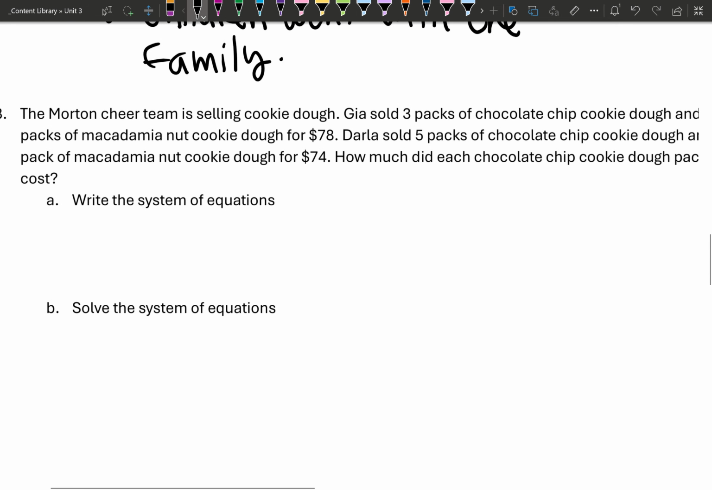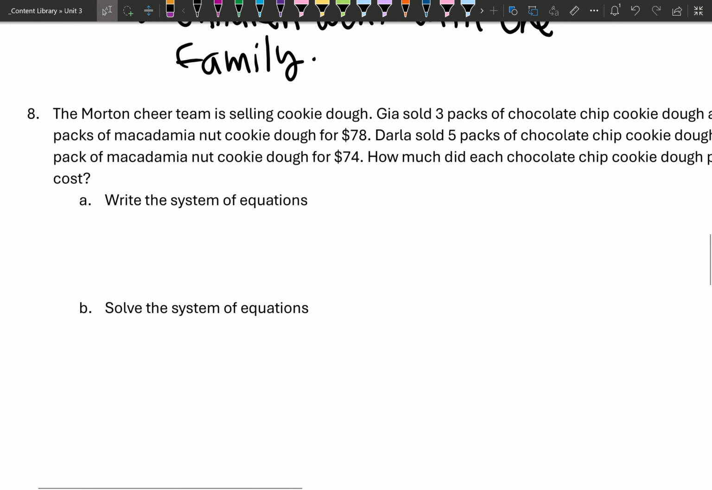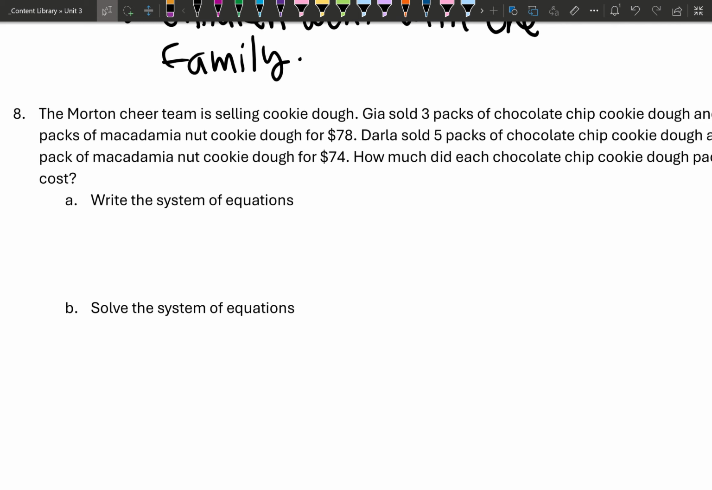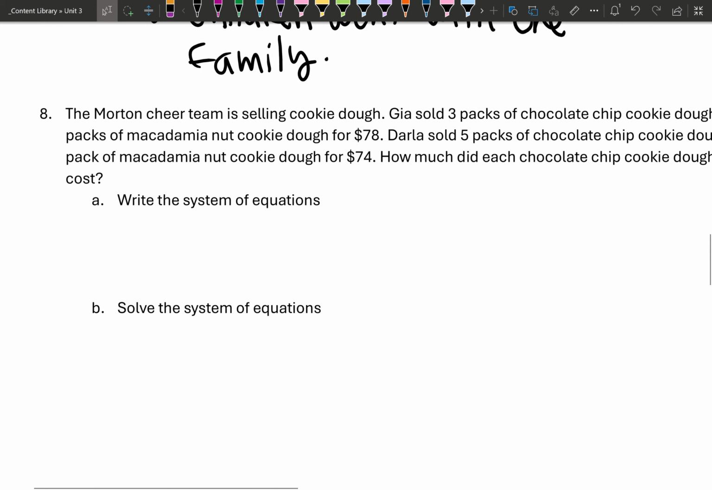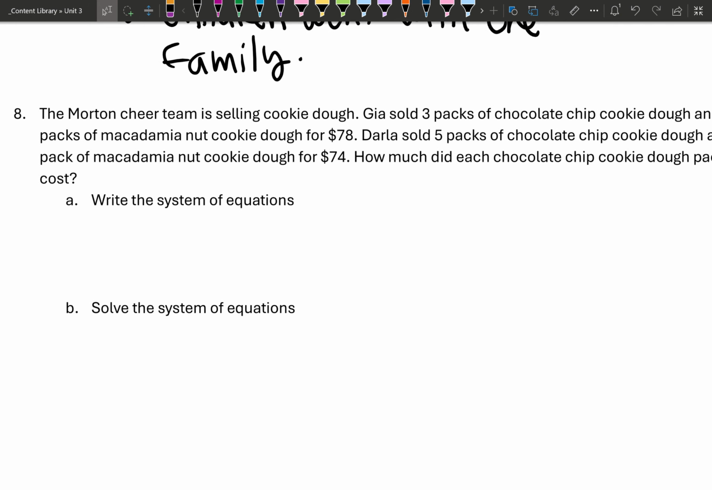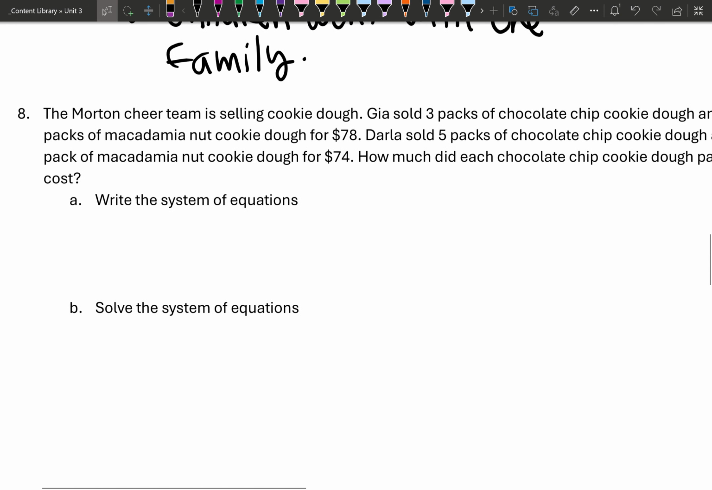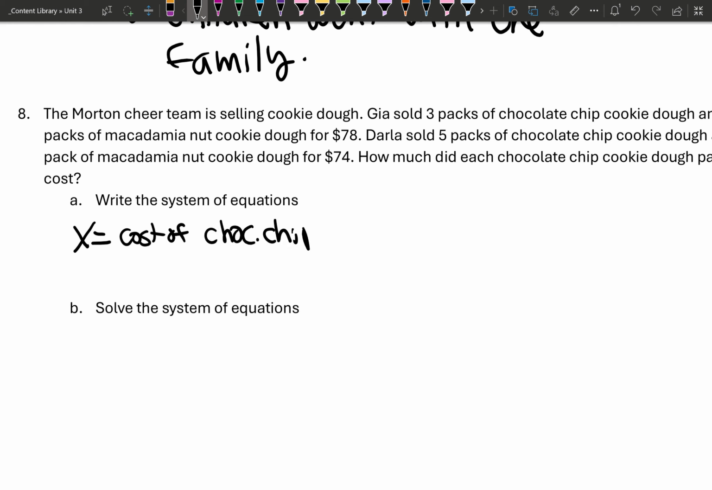The Morton Cheer team is selling cookie dough. Gia sold 3 packs of chocolate chip cookie dough and 4 packets of macadamia nut cookie dough for $78. Darla sold 5 packs of chocolate chip cookie dough and 2 packs of macadamia nut cookies for $74. How much should each chocolate chip cookie dough packet cost? Let's write a system. Well, here the 2 unknowns are the cost of choc chip and cost of mac. I'm not even writing all those letters, that's too much.